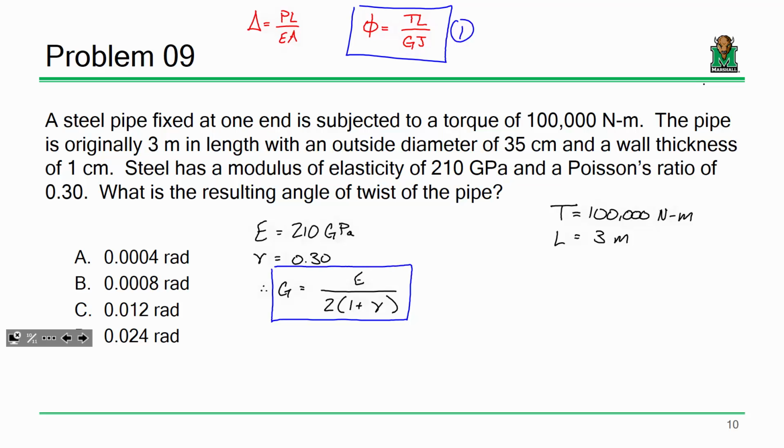All right. So here, let me move that over here. One of you compute G and tell me what it is. So 210 divided by 2 times 1.3. That's 80.77.